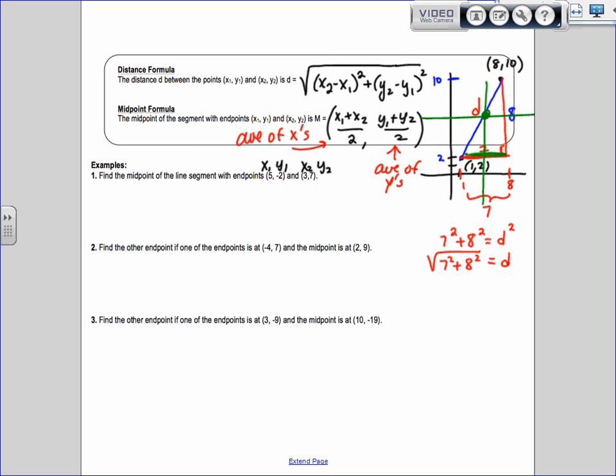That gives me the midpoint. It's halfway for both of them. It's like I go over half, up half to get to that point. Do you guys see what I'm saying? You understand? Okay, so I'm doing the average of the x's and the average of the y's.